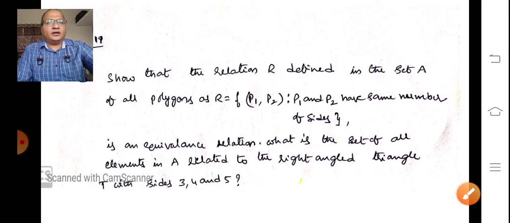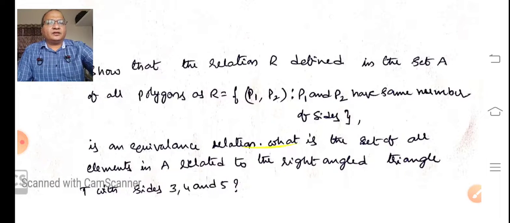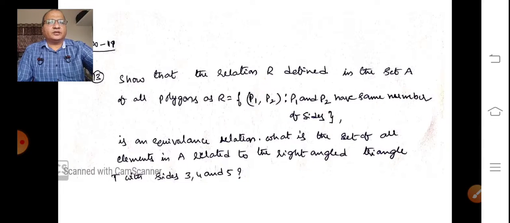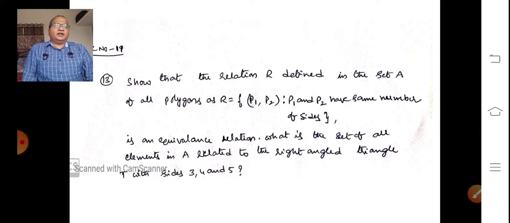Now come to the next problem. Page number 11, the 13th question. Show that the relation R defined in the set A of all polygons. A polygon means a closed figure formed by three or more sides. A triangle is a polygon with 3 sides. A quadrilateral is a polygon with 4 sides. A pentagon is a polygon with 5 sides. That you have already studied many times.